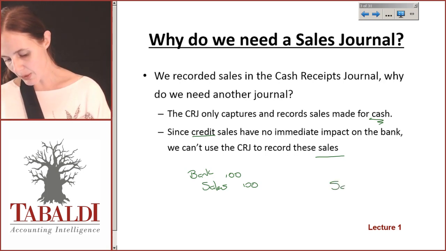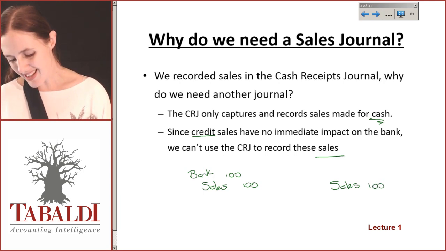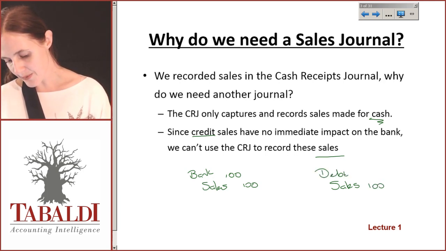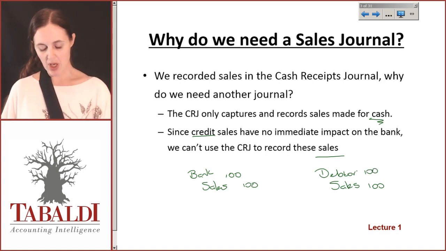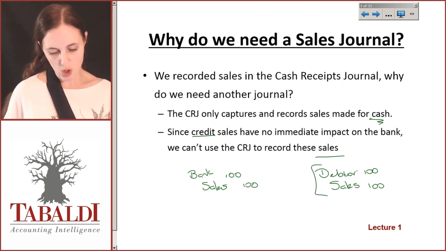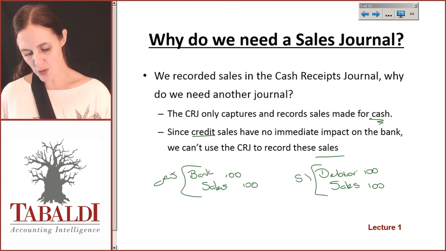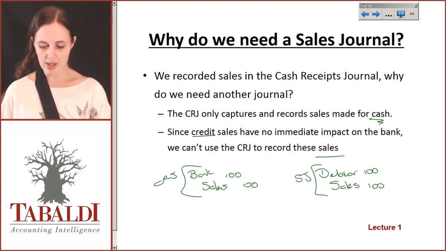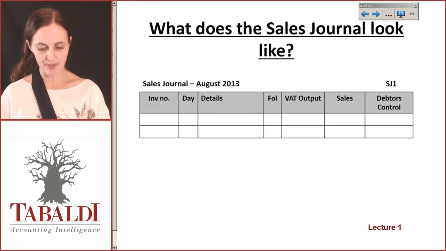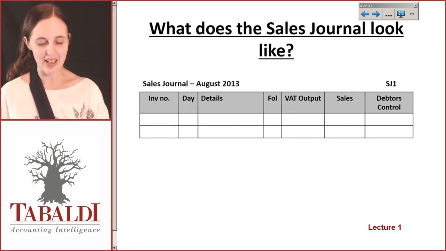The problem is, what we're dealing with now is a situation where I'm selling 100 rands worth of goods, but there is no bank. I am creating a debtor for that particular amount. I'm debiting the debtor. So there is no bank impact here, which means I can't put it in the CRJ. So in this case, this particular transaction would go into the CRJ and this one would go into the SJ, your sales journal. Let's take a look at what it looks like.